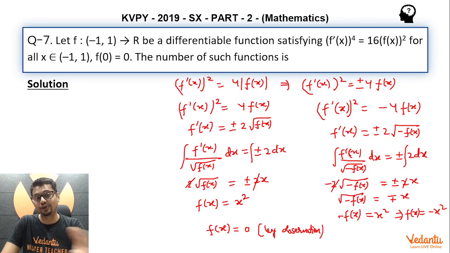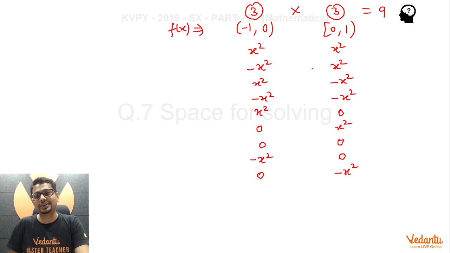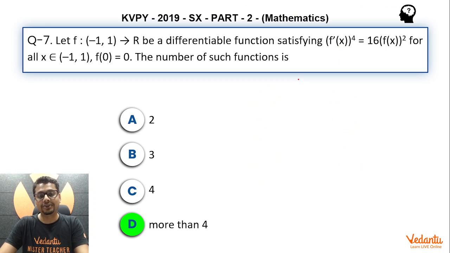Why? Because if you go that way, you have missed f of x equal to 0. And if you miss the first half and second half part, and even if you are able to observe that f of x can be x square, minus x square or even 0, but you miss the first half, second half part, then you may wrongly go for option 3. But the answer is D. More than 4 such functions exist. In fact, there are exactly 9 functions that exist, and hence this D will be the correct answer.